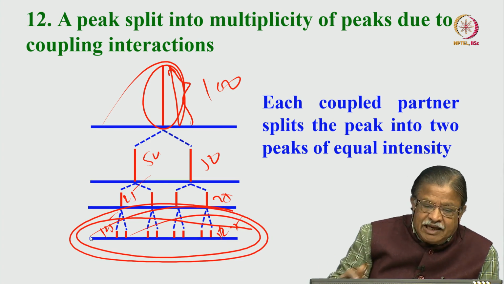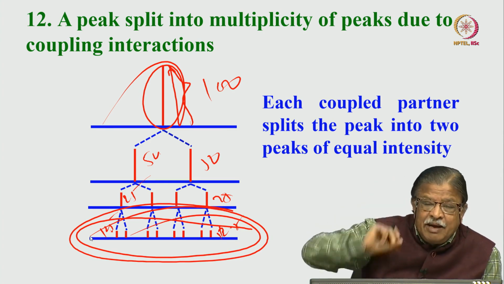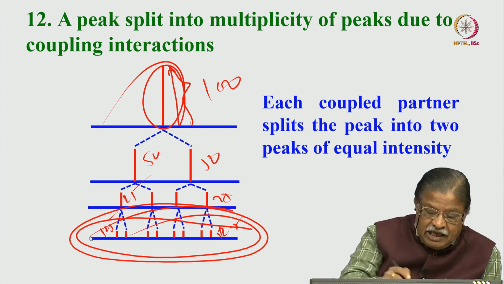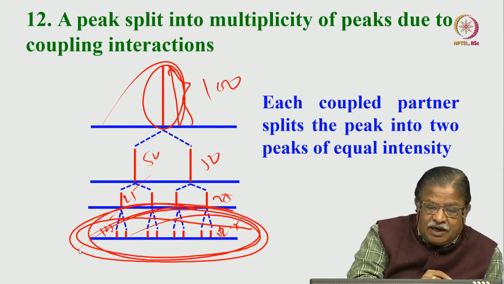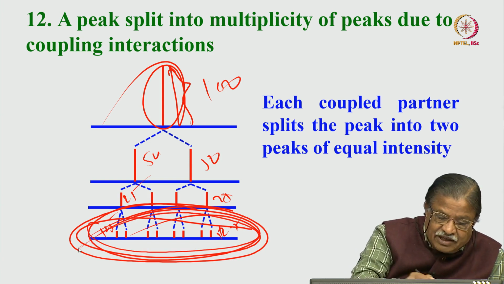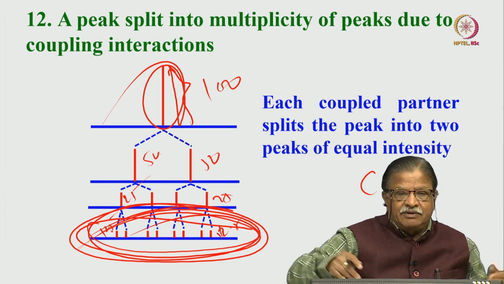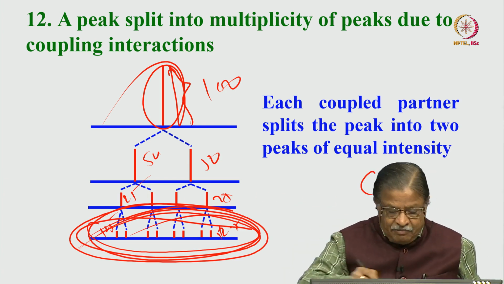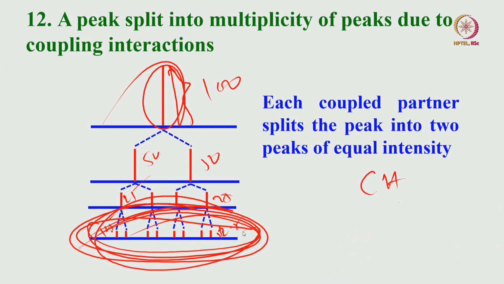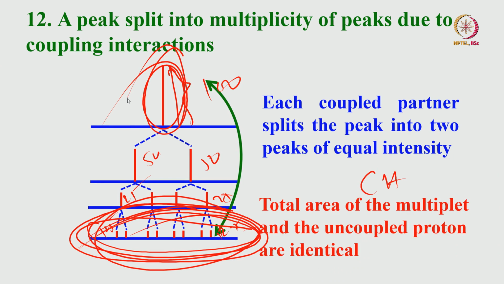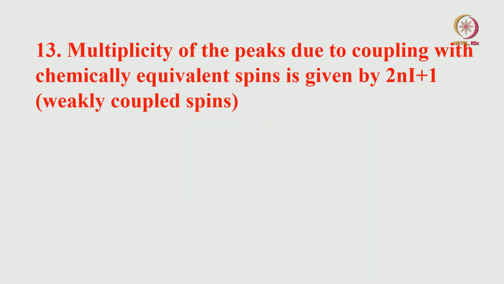That shows, I told you, the peak integral area gives you the proton count. If this total area corresponds to one proton, then all the multiplicity area, if it is a CH proton, let us say one C proton which is divided into 8 peaks because of coupling with 3 other protons, the total integral area is the same as this one. So, the multiplicity will be there, but the total integral area of the uncoupled proton and the multiplicity coming because of coupling with other protons remains the same.